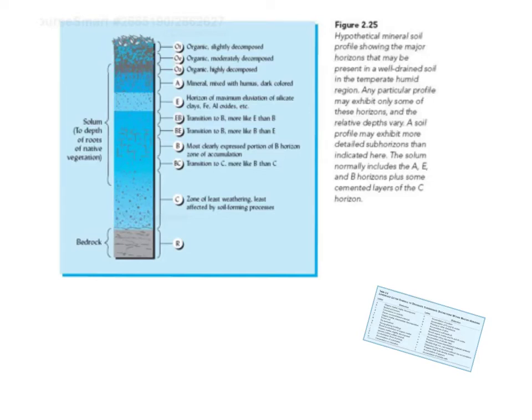So you can see here we're looking at figure 2.25. In just a sec we'll bring in table 2.2 as well. What we see in figure 2.25 is a typical profile description for a forest soil.